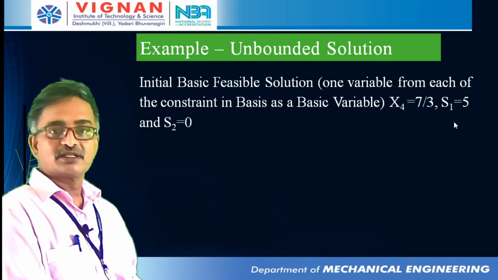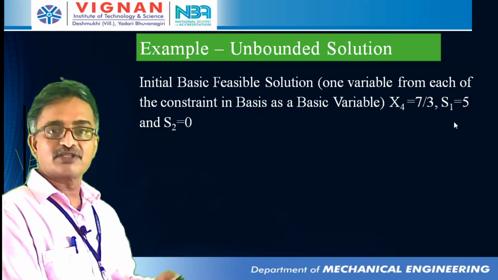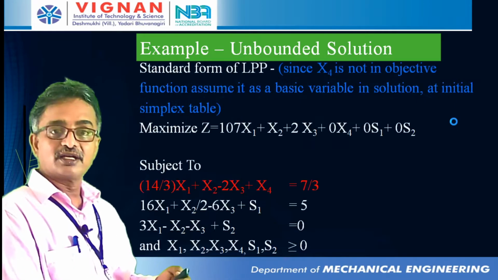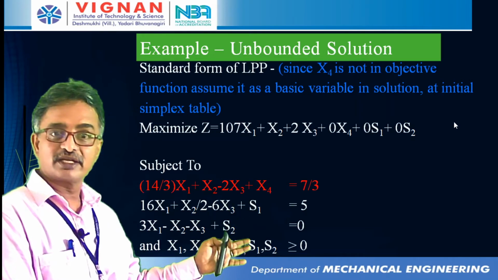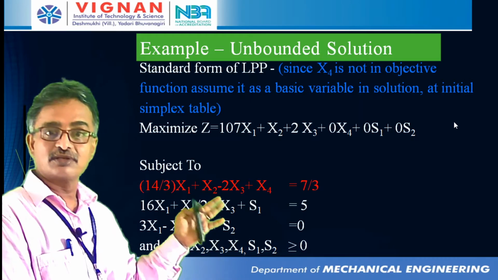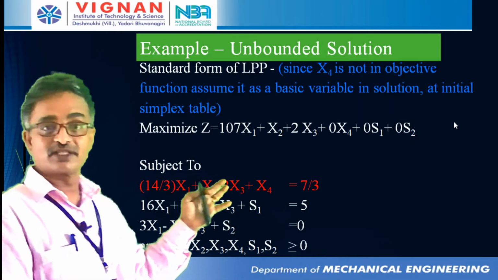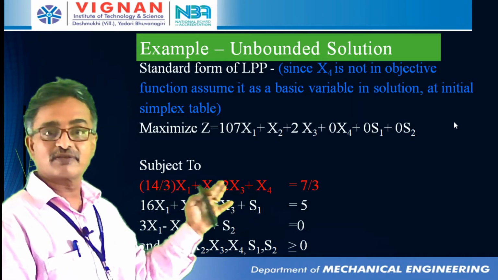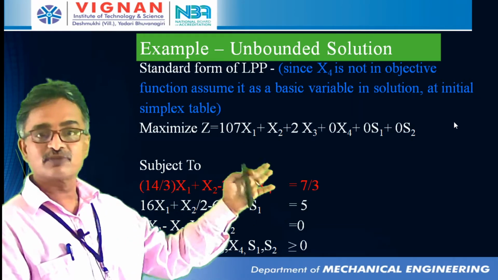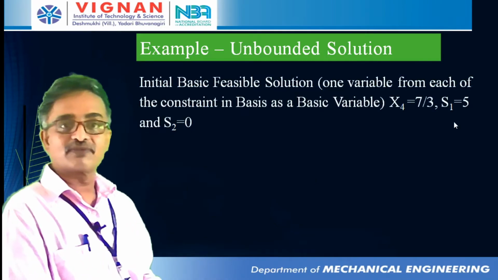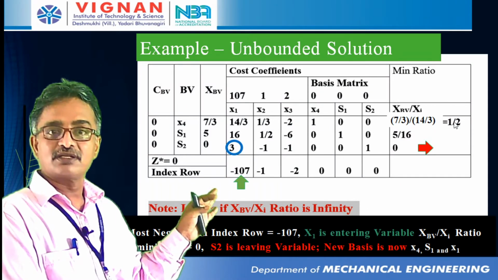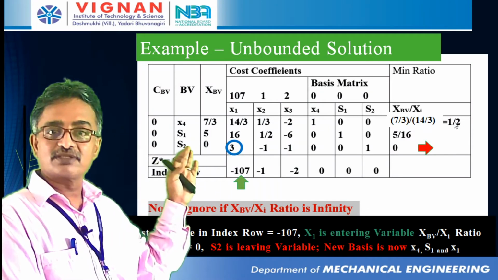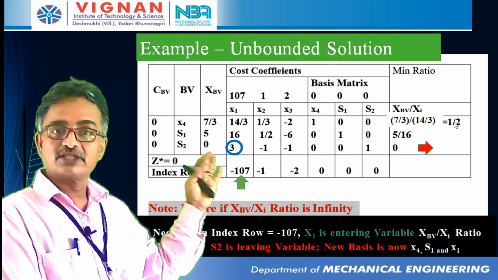Now remember, we have to pick one variable from each constraint into the basis as a basic variable. At this stage we pick x4 from the first equation, s1 from the second constraint, and s2 from the third constraint. To identify the maximum value, we make the other values 0. So x1, x2, x3 are 0, x4 becomes 7 by 3, s1 is 5, s2 is 0. So we have the first initial simplex table, with the cost coefficients of the basic variables and their quantities xB.